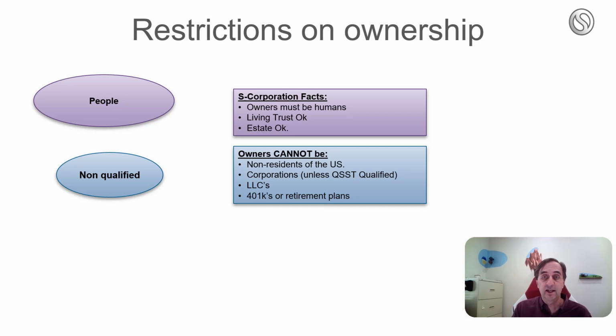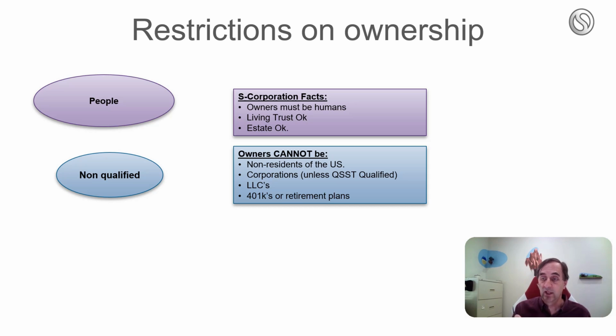And if I died, my estate could be the owner for a short period of time until either the business is sold or my children take over as the shareholders of the LLC or corporation. Now, people that can't be owners are non-residents of the U.S., corporations, unless they're set up as a qualified S Corp subsidiary. LLC partnerships cannot be owners of an S corporation.